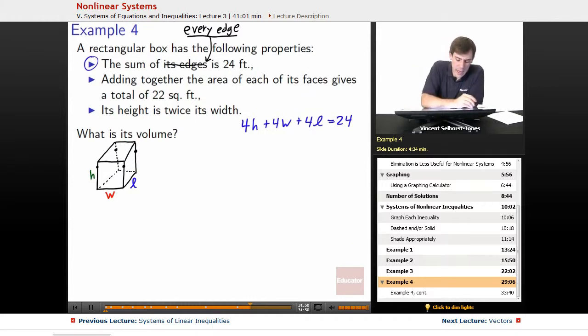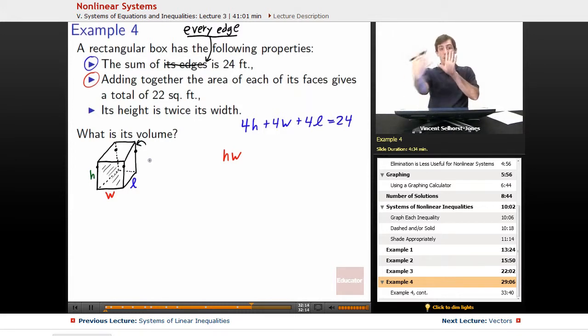Next up, adding together the area of each of its faces. So this one's a little bit tougher. How many times does, let's say, this face right here, the very front face, show up? Well, we see that height times width would be the area of that face. So height times width is going to get multiplied together. But it doesn't show up just on the front. It also shows up on the back side, right? So it's the front side, but also the back side, both sides. So it's not going to be just h times w, but 2 times h times w, 2hw.